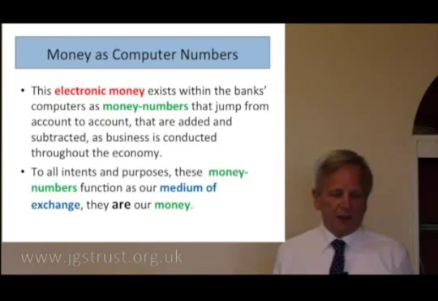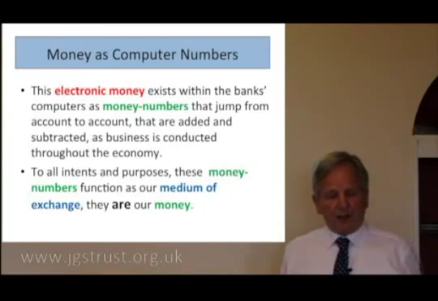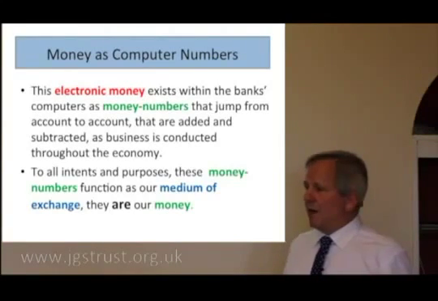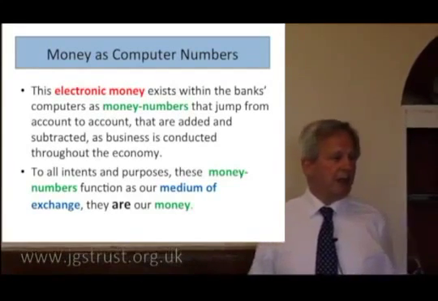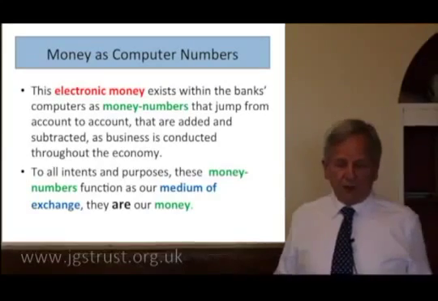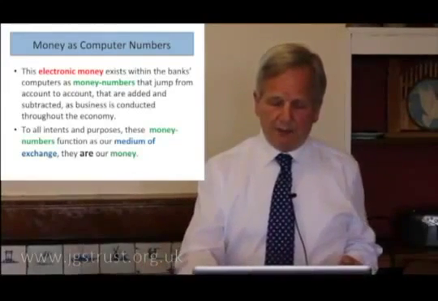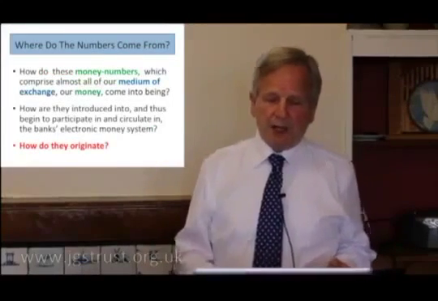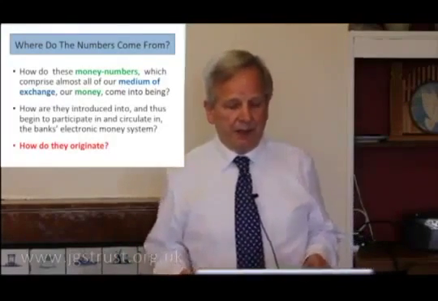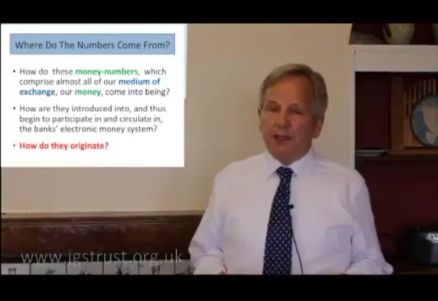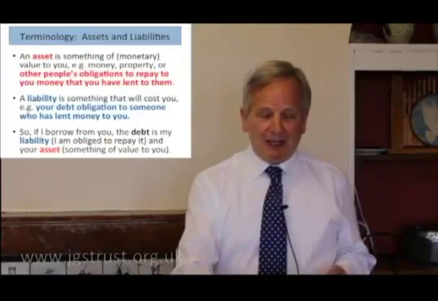So stuff is bought and sold and so on. So these money numbers, as we might think of them, these numbers within the bank's computers, are our medium of exchange. It's what we use to run our economy, and in that sense they are our money supply. So the question then arises, how do they come into being? Where do they come from? How do they get into the computers? How do they originate? Most people in this room know the answer to that, but let's have a look.